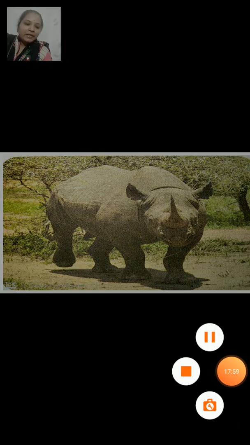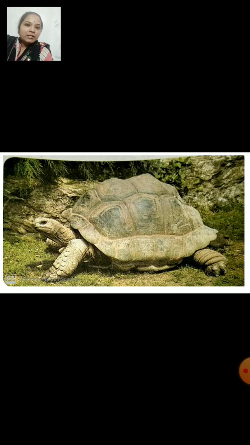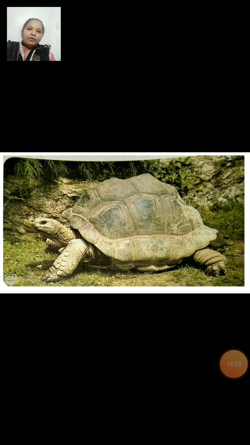Now the next picture. Here is a rhino. So can you see the legs? Yes, its legs help it to move. In this way, this is a turtle. The turtle also moves with the help of its legs. In this way, we see how different animals move from one place to another.